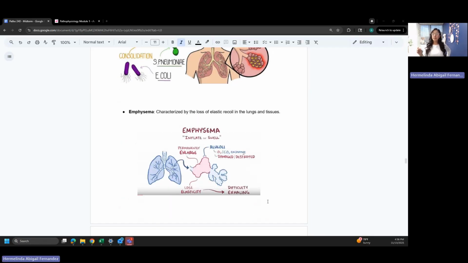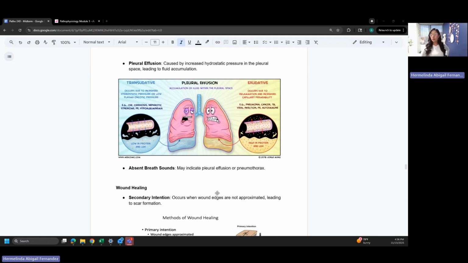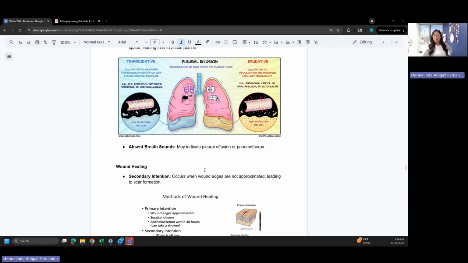Emphysema. So emphysema, this is characterized by the loss of elastic recoil in the lungs and the tissue. Pleural effusion. So this is caused by an increase of hydrostatic pressure in the pleural space, leading to that fluid accumulation, okay? So there's so much space that it starts accumulating that water, right? Or that fluid. Absence of breath sounds may indicate pleural effusion or pneumothorax.